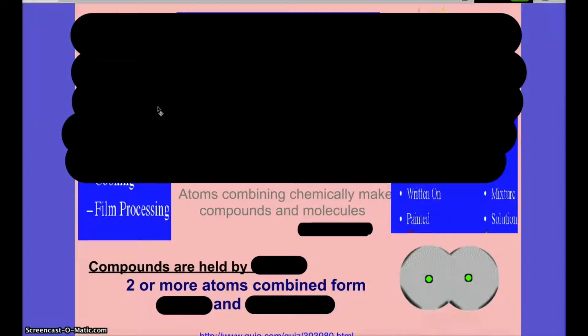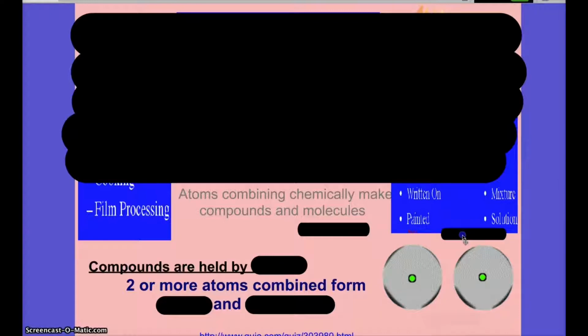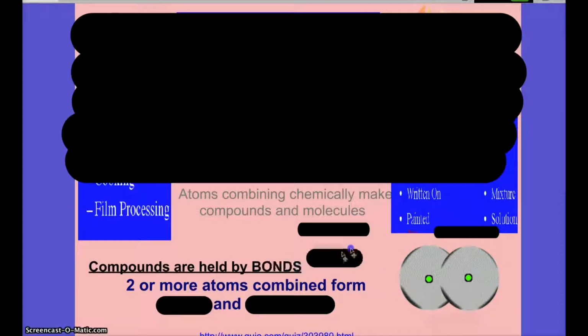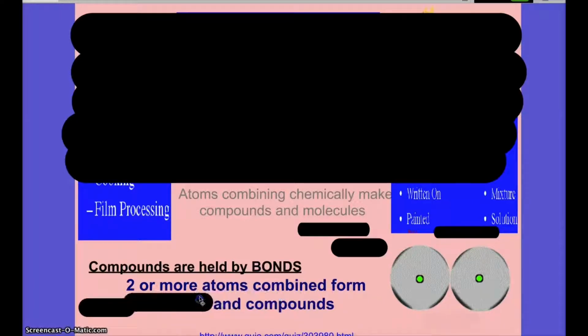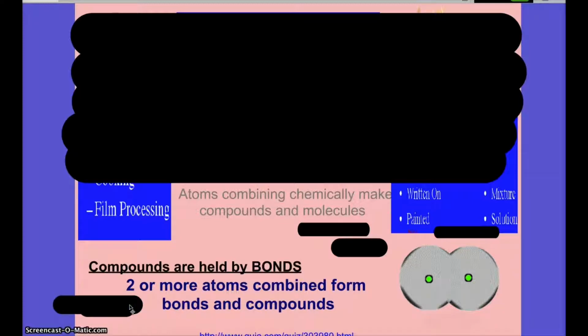And there's different kinds of these combinations. Some involve sharing electrons. Some involve transferring electrons. Anybody know what forms when atoms combine and share electrons? Nobody? See why I knew this was new. They're called bonds. Who's heard of bonds? Correct. So when two or more atoms combine, they form bonds and what's called compounds. Or they make bonds between each other and form compounds.